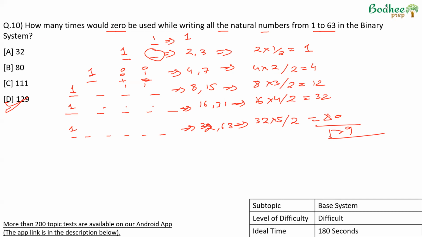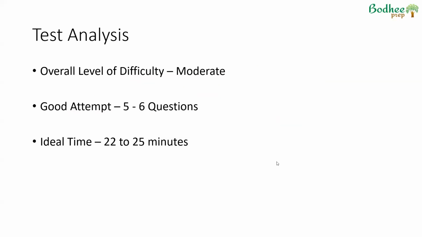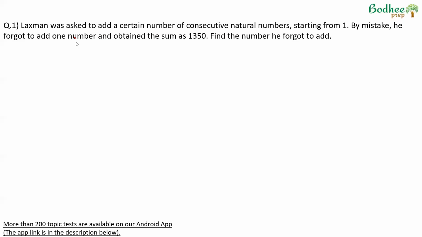Overall, if you look at the paper, as I said initially, medium level of difficulty, 5 to 6 questions net attempt would be a good attempt. And if I had to choose questions for myself, the easier ones that I would do in a timed test to get a 95 percentile, my choice will be 1, 2, 3, 4, 9. Which are these questions? 1, 2, 3, 4, and 9.